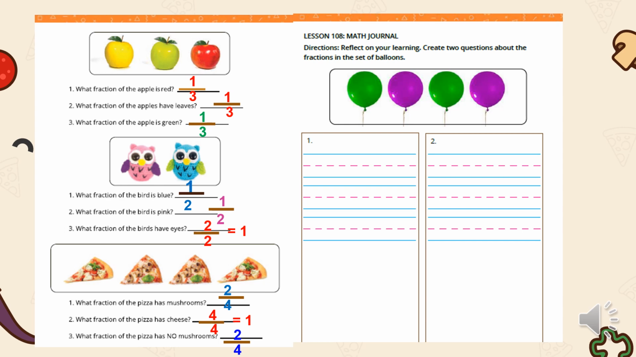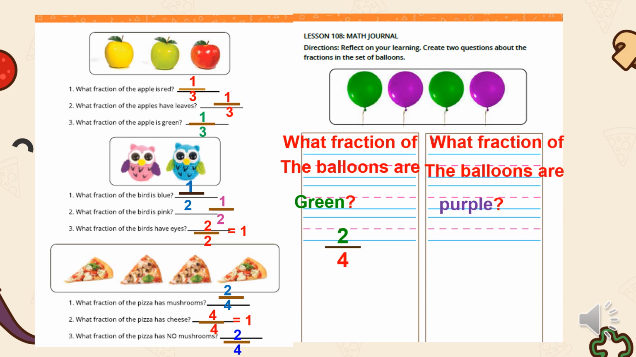Next, reflect on your learning. Create 2 questions about the fractions in the set of balloons. We have here a group of balloons. 2 are green and 2 are purple. So, the first question we can ask, what fraction of the balloons are green? They are 2 over 4. Number 2, we can ask what fraction of balloons are purple? We can say 2 over 4.